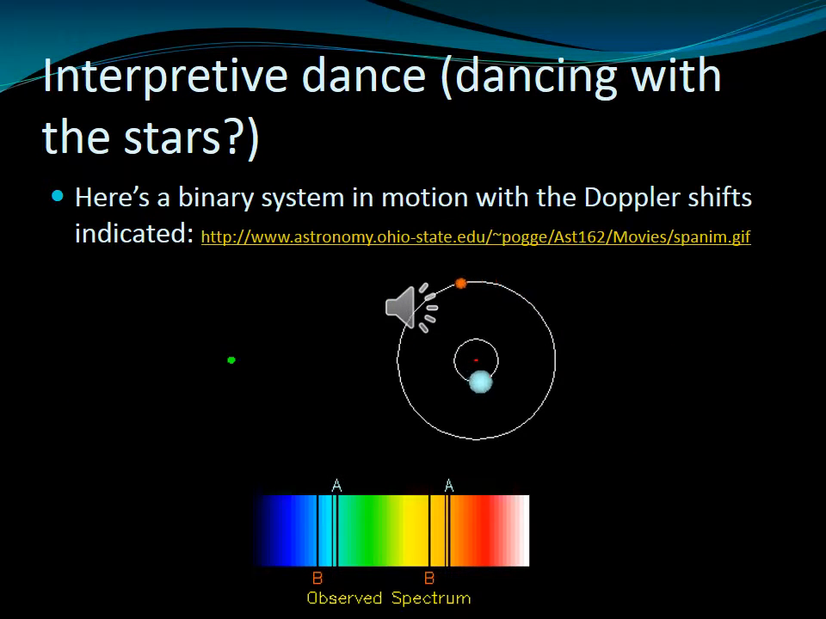So here's an animation that shows you the binary star system as seen from above, as well as the spectrum that you would see if you got to look at this thing from the side. And so you've got the 2 stars going around each other, and what you'll see are spectral lines that start out together, separate, come back together, and then separate, depending on where these things are in their dance. So I guess this could be dancing with the stars.